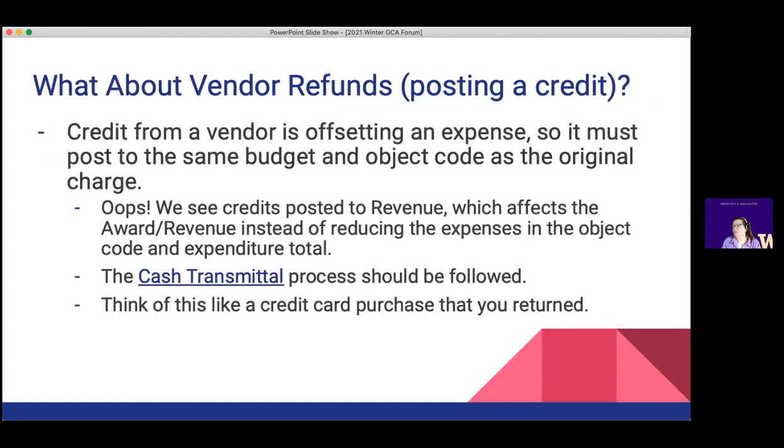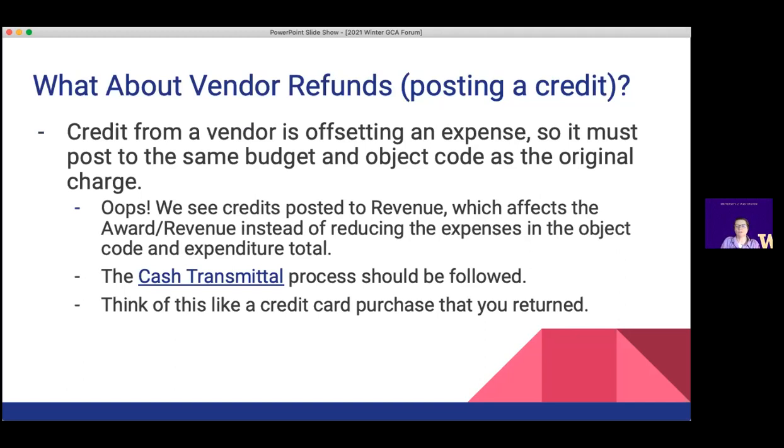The next thing is a similar situation, which is you have a credit, but it's a refund from a vendor or a situation like that. The thing to remember is that it's offsetting an expense, so it can't go to revenue. It has to go against that same object code. We do see from time to time credits being posted to revenue, and what that ends up doing is throwing the award and revenue off.